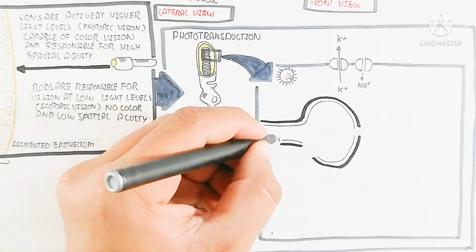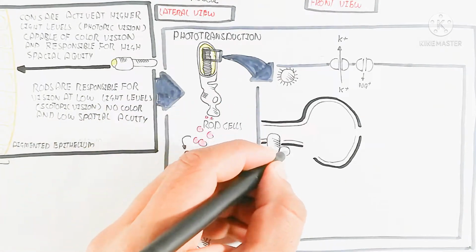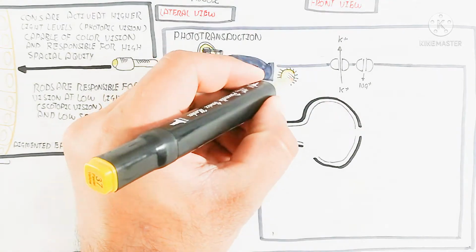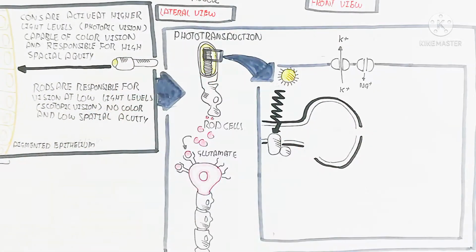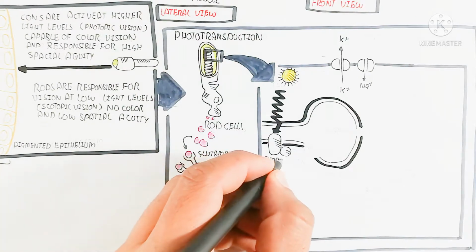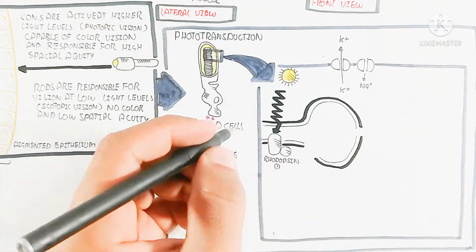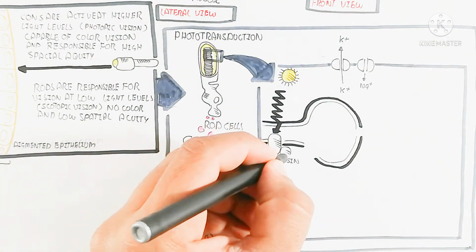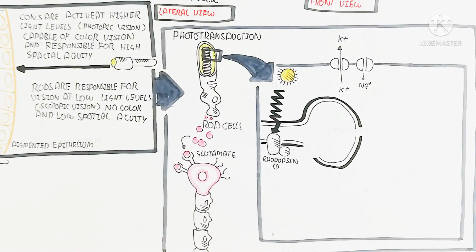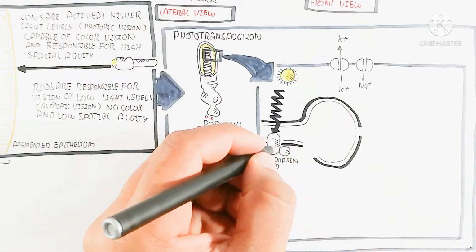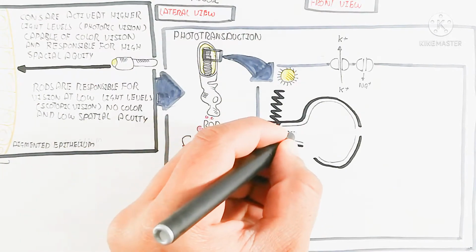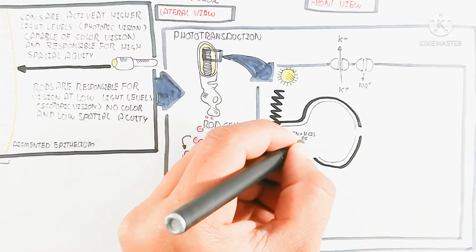So here, you can see, this is basically the cross section of the rod cell, which contains the inner side known as the lining, which contains a stack-like structure. And in this way, here is the rhodopsin, which is composed of opsin plus 11-cis retinal, that is vitamin A. The all-trans retinal to 11-cis retinal formation.